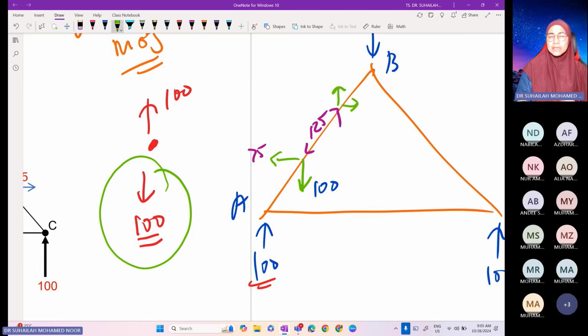So dalam flexibility method ni memang kita kena apply semua yang kita dah belajar dulu. Okay, so kalau yang dulu tu tak clear, yang ni pun takkan clear. So kena clear yang previous punya. Okay, so yang ni opposite sama lah 100. This is 125.